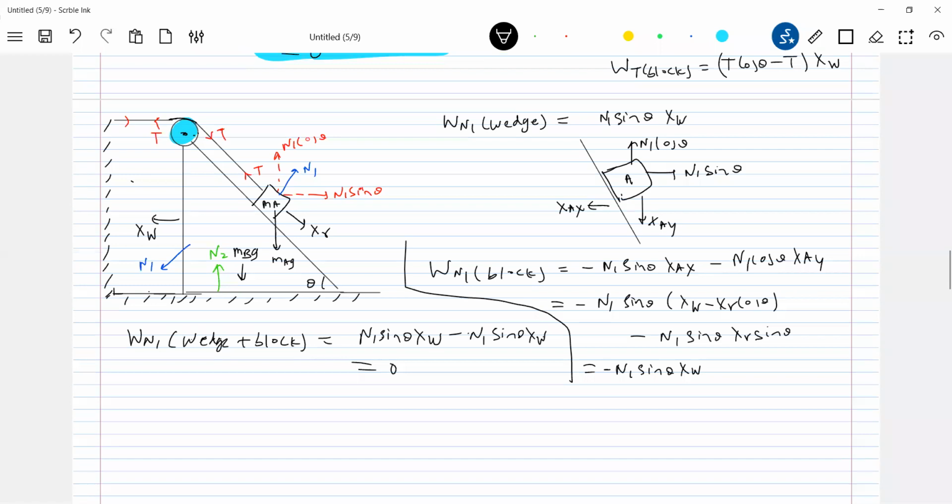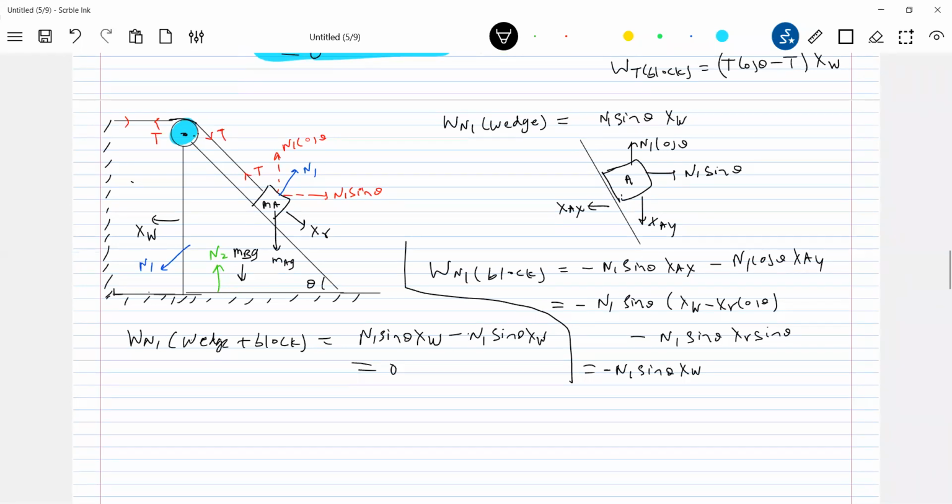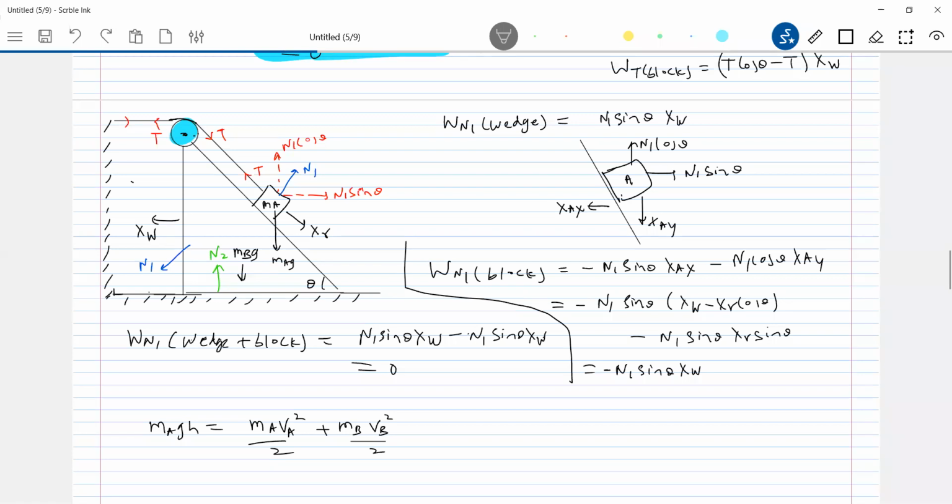So what is the net work done by the tension and normal contact acting between the block and wedge? It will be 0. Then what is the only force doing work? The gravity. So therefore decrease in potential energy, MAGH should be equal to half MA VA square plus half MB VB square. But what is VA? VA is the speed of the block with respect to wedge. So speed of the block with respect to ground, but we don't know speed of the block with respect to ground. How to bring that? Again, one more big trouble.